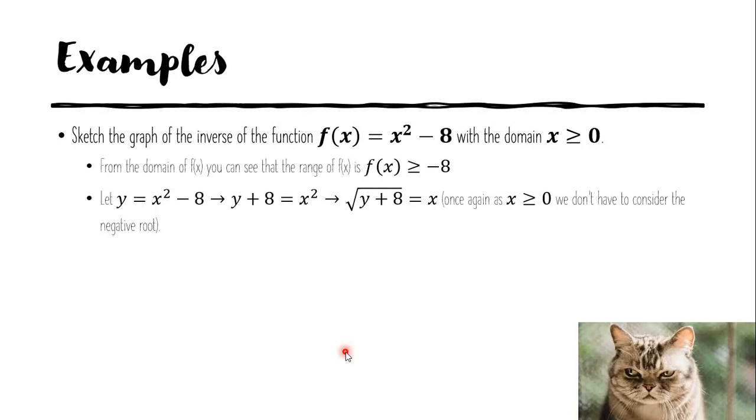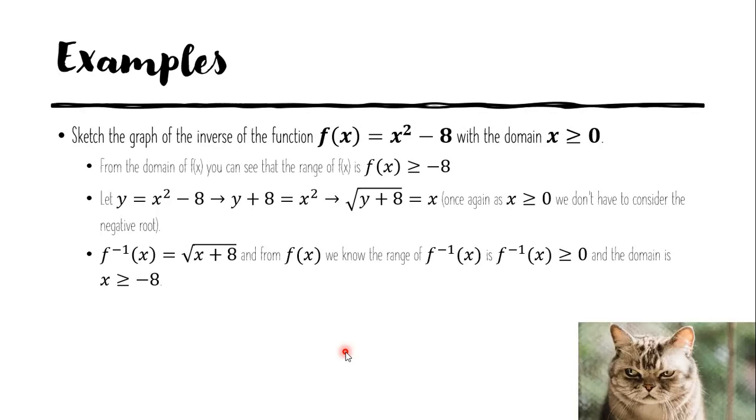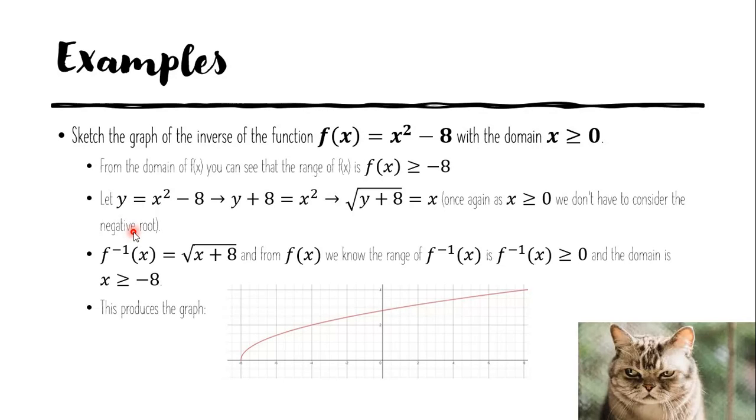Let y equal x squared minus 8. So this would mean that y plus 8 is equal to x squared, which would mean the square root of y plus 8 equals x. Once again, as x is more than or equal to 0, we don't have to consider the negative root. So f to the minus 1 of x is the square root of x plus 8, and from f of x, we know that the range of the inverse function is f to the minus 1 of x is more than or equal to 0, and the domain is x is more than or equal to minus 8. So this produces this graph. I'm not going to go over in too much detail how you decide that's what the graph looks like, because there's another video I've done very recently which explains that in itself.